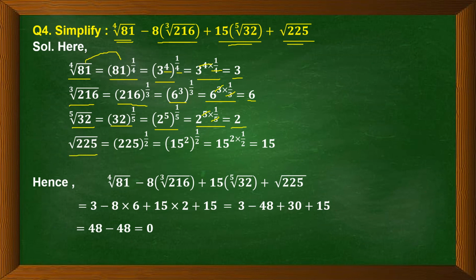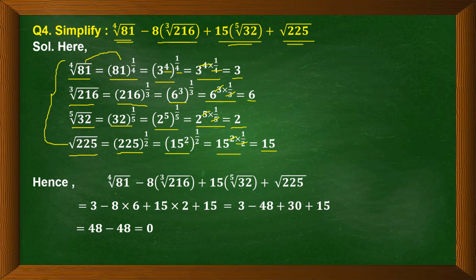We have square root of 225. In the exponential form, it will be written 225 whole raised to power 1 by 2. Now 225 is 15 square whole raised to power half. Inside and outside powers will be multiplied. So 15 raised to power 2 into 1 by 2. 2 and 2 cancel. 15 raised to power 1, which is equal to 15. So all these we have converted into simple form.